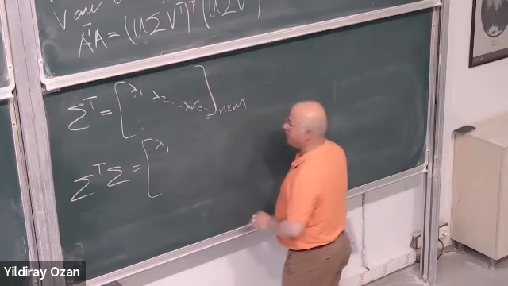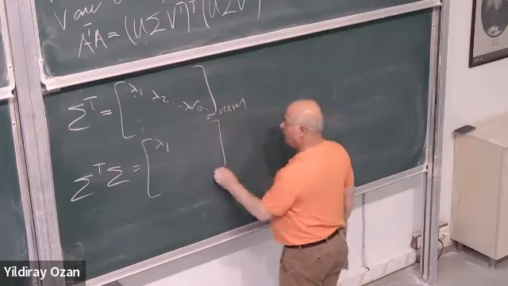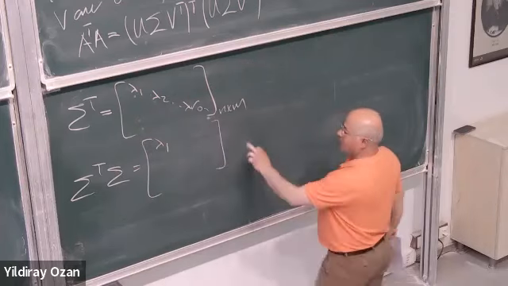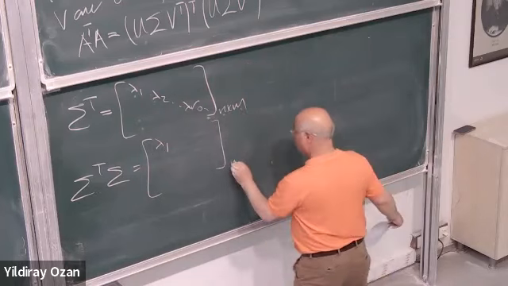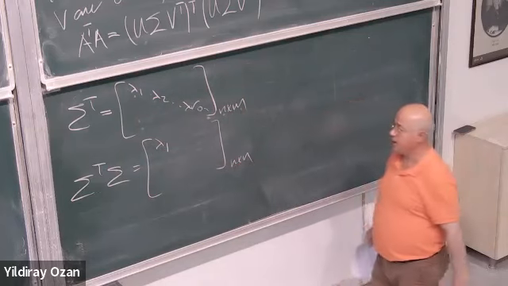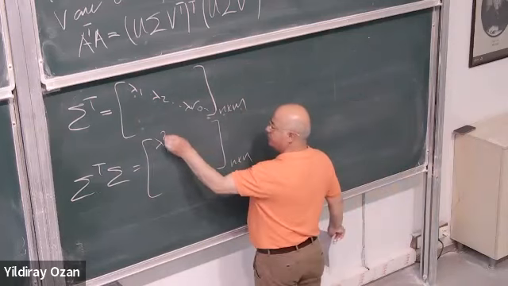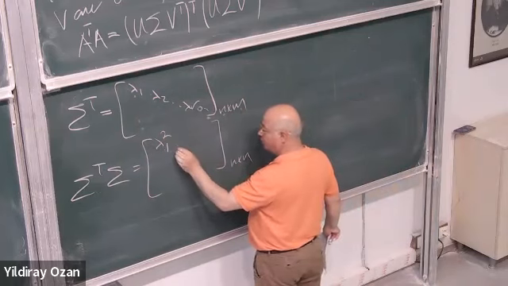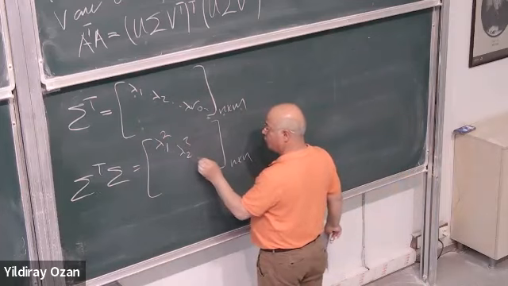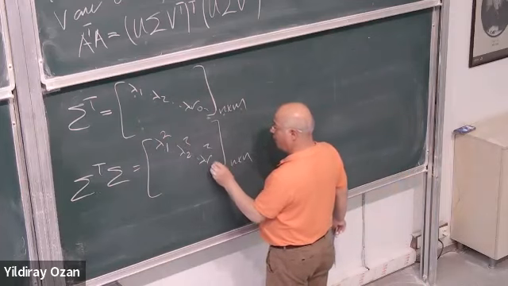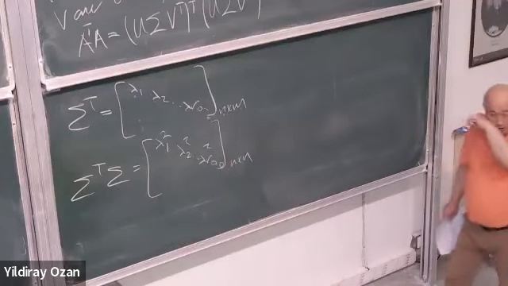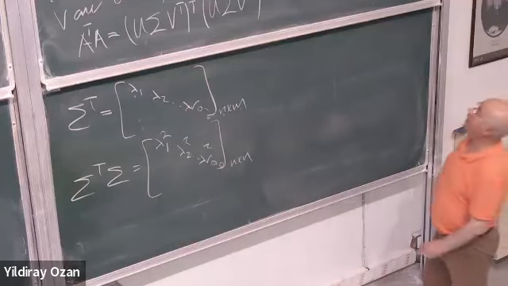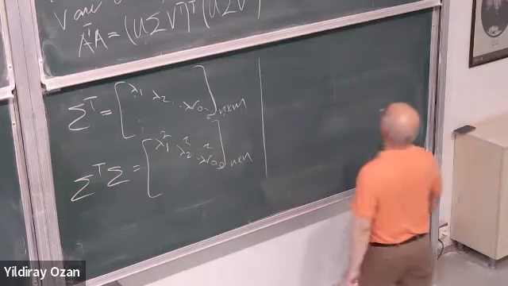This will be a square matrix. What kind of square matrix? An n by n matrix. And the entries will be lambda 1 squared, lambda 2 squared, up to lambda r squared, and then zeros. Okay? And then zeros. So what we will have is something like this.